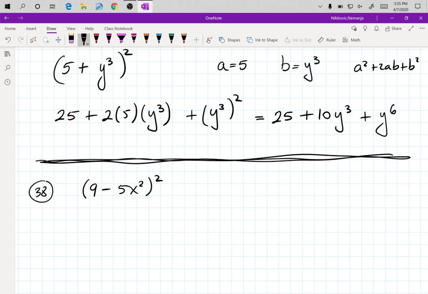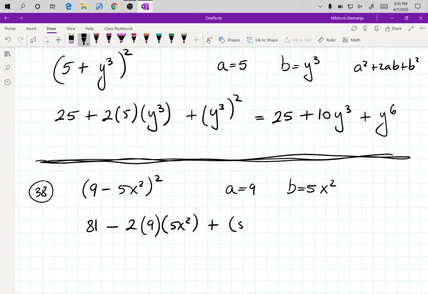All right, so it's the same, right? a is 9, b is 5x squared. So a squared, that's 81, minus 2 times a, which is 9, times b, which is 5x squared, plus 5x squared squared.